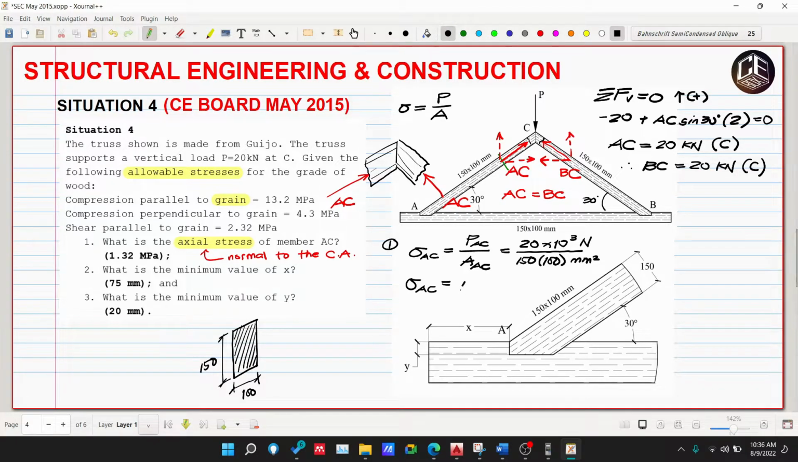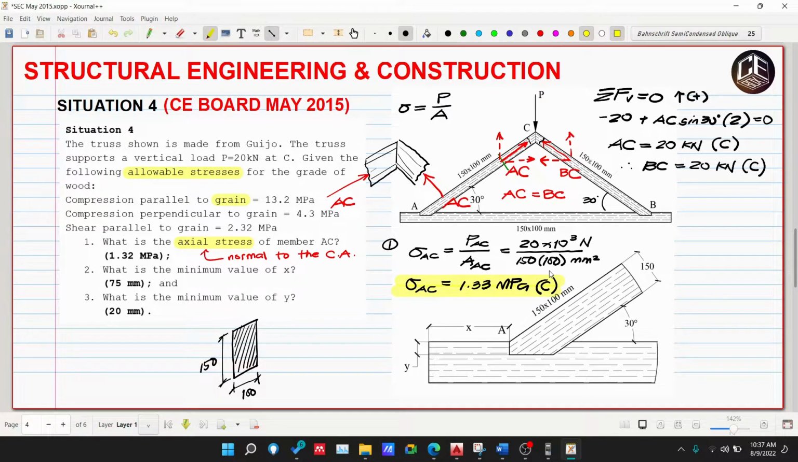Malapit pa rin sa answer natin, 1.33 megapascal. So kung ang given man sa mga choices is merong type of force or type of stress, compression man yan or tensile, tingnan nyo na lamang kung anong type of force tayo. So since ang ating AC is compressive force, therefore this is compressive stress. So ito yung sagot sa ating question number 1.